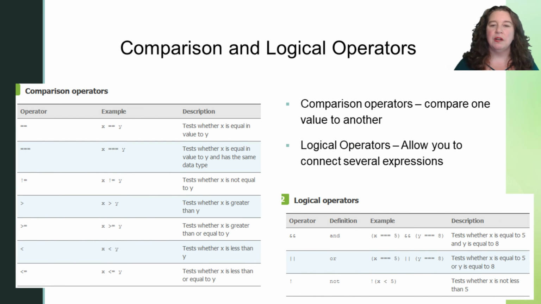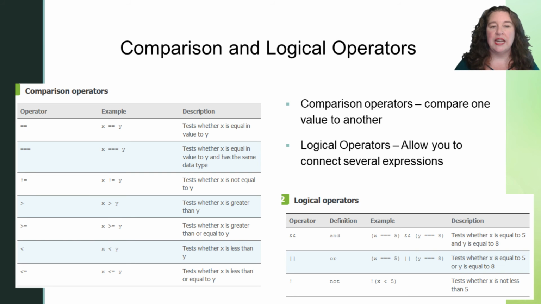In JavaScript, there are comparators and logical operators. Our comparators are equal, is not equal, is greater than, or less than. These are just like mathematical. We can do an equal to test if they are equal, or we can use 3 equals to see if they have the same value and the same data type. Sometimes we like to use the 3 equals to make sure that they are not only the same value, but also the same data type.